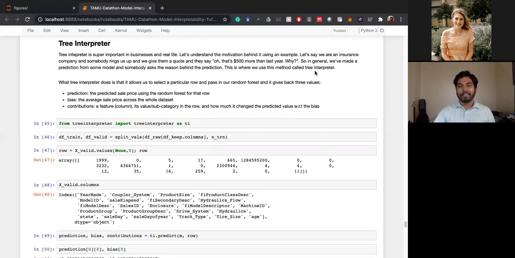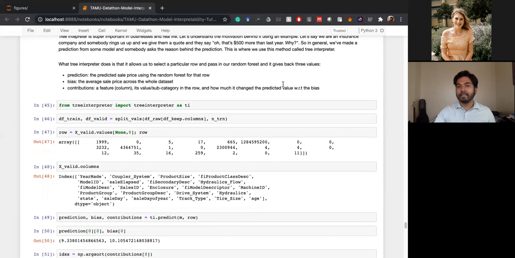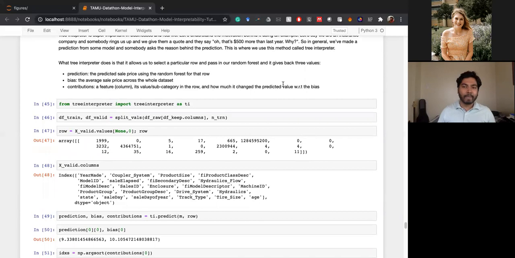Let's say we are an insurance company, and somebody rings us up, and we give them a quote, and they say, "Oh, that's $500 more than last year." But why? In general, we have made a prediction from some model, and somebody asks the reason behind the prediction. This is where we use this method called tree interpreter. What tree interpreter does is it allows us to select a particular row and pass in our random forest model, and it gives back three values. The first is prediction.